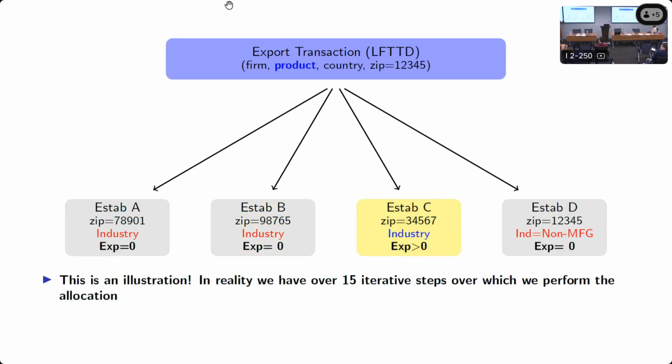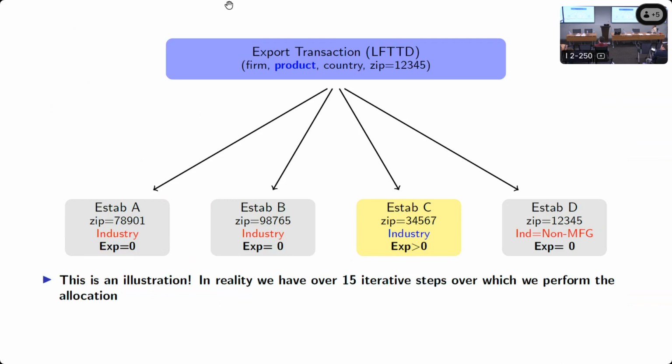It turns out the firm does not have a single establishment in that zip code. Okay, so something else was going on before it got shipped from that zip code. So then I can look at the industries. Two of them are the wrong industry. One of them is non-manufacturing, so it did not produce that product. There's only one industry that is the right type of industry for that product, and that establishment coincidentally is also reporting exports. So now I can assign that transaction to that establishment.